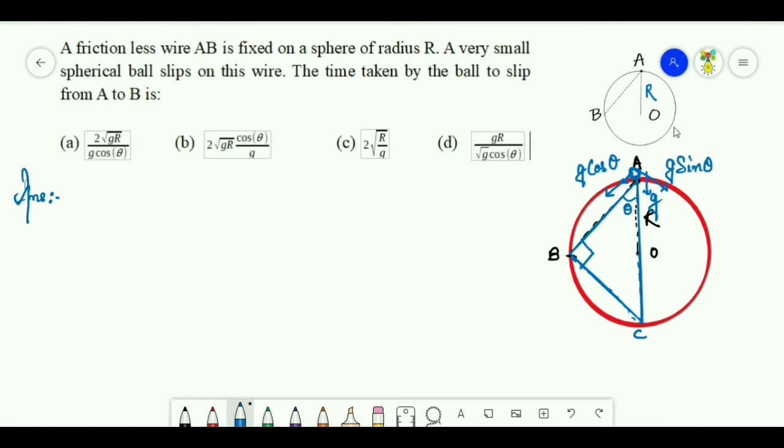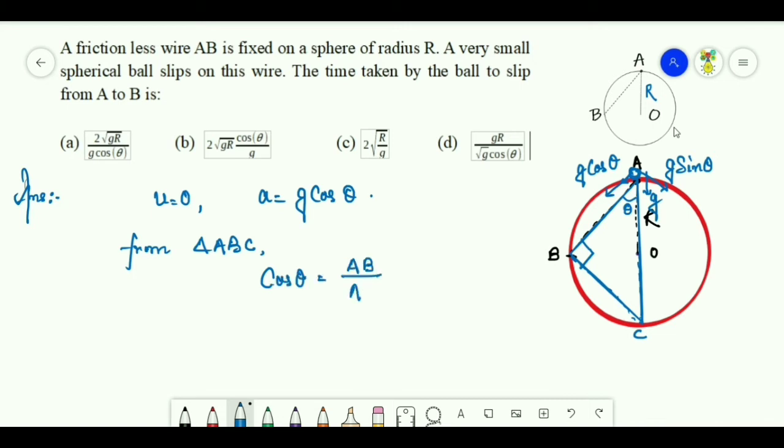So, the initial velocity is 0 and the acceleration along AB will be g cos theta, and from right triangle ABC, cos theta is equal to AB by AC, which is base by hypotenuse. So AB will be AC cos theta. Now what is AC? AC is the diameter of the sphere, which is twice r. So AB will be 2r cos theta.